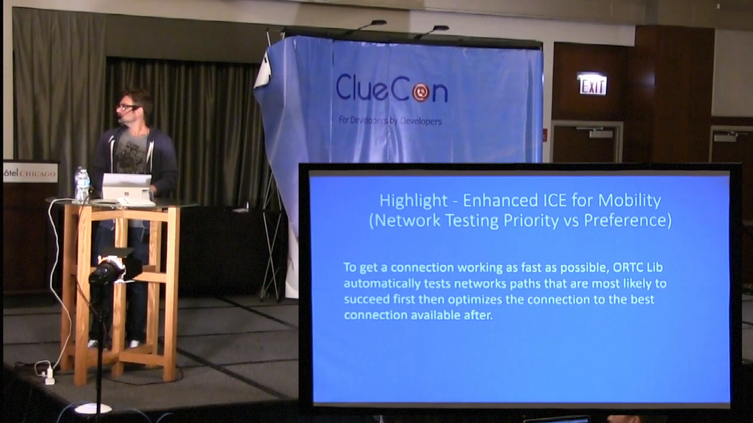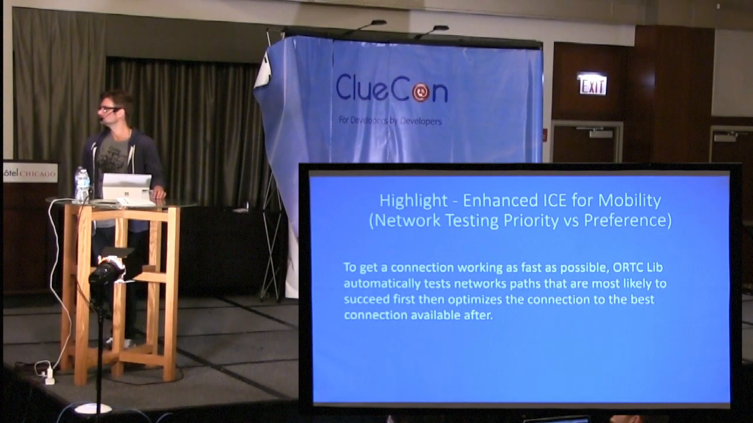The other thing I wanted to mention that ORTC does is it differentiates testing priority versus your preference of which you actually want to use. Let me give you an illustration of that point. When you're doing your ICE connectivity checks, what you really want to do is get your connection going as quickly as possible. So usually you set up your TURN first, and then you try your firewall, and then you try your local LAN. And ORTC lib understands this inherently.